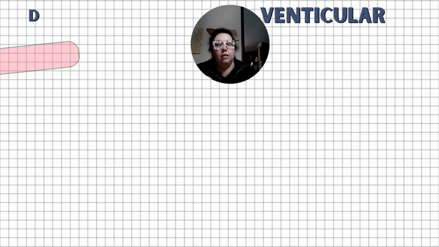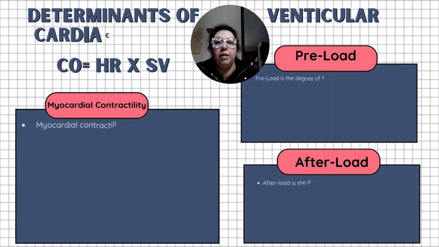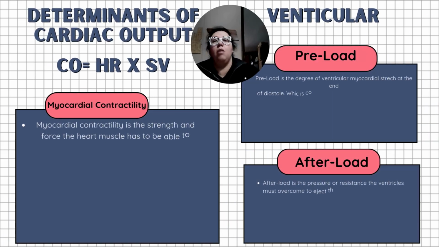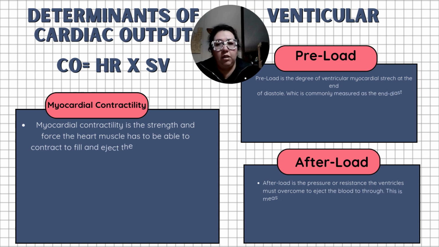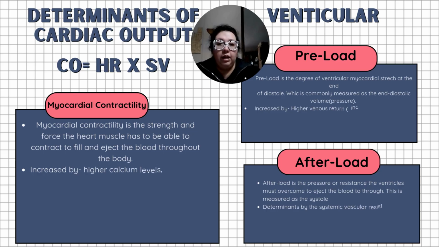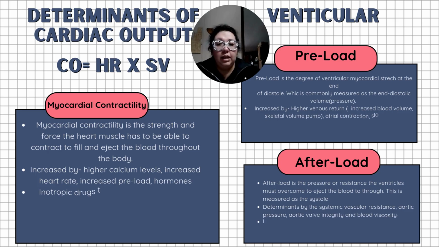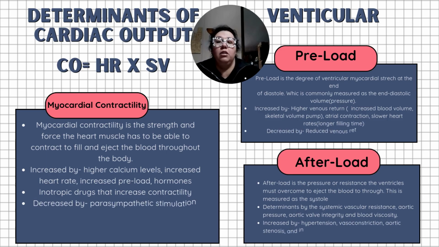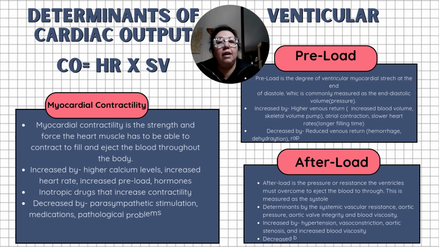And then, okay, things that determine a lot of our cardiac output. It's our heart rate and our stroke volume. So it's just how much our heart is working. Our heart is a muscle. So our myocardial contractility is the strength and force with which our heart has to be able to squeeze and then relax so that it can fill and eject the blood through the body. It is increased by higher calcium levels.